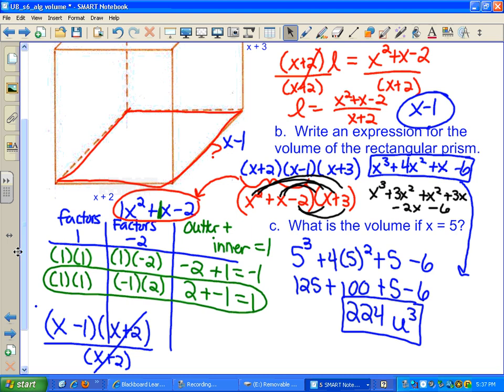So there you go. There's another look at how algebra and volumes and areas are related.